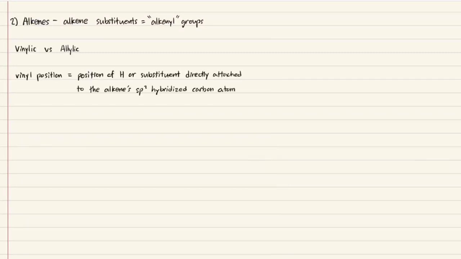Alkenes. Alkene substituents are called alkenyl groups. Some important terminology when working with alkenes is the vinylic versus allylic position. The vinylic position refers to the position of a hydrogen or substituent that is directly attached to an alkene's sp2 hybridized carbon atom. For example, in propylene, here are the vinylic hydrogens in red.